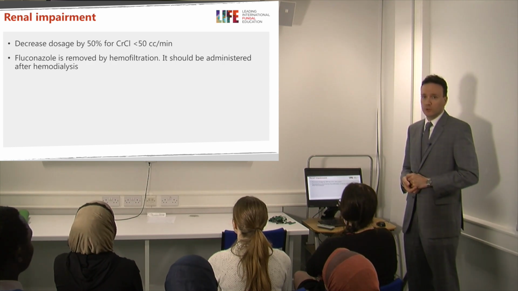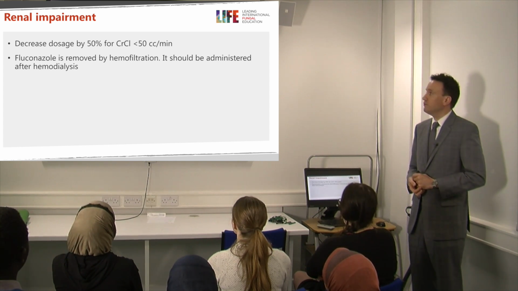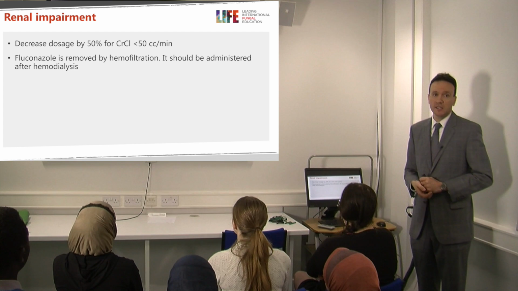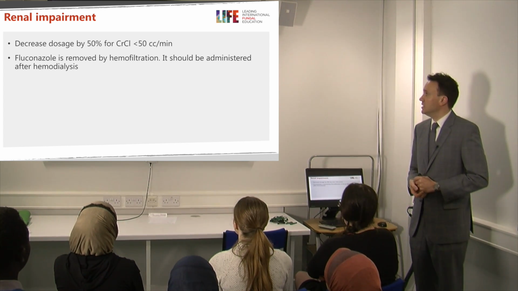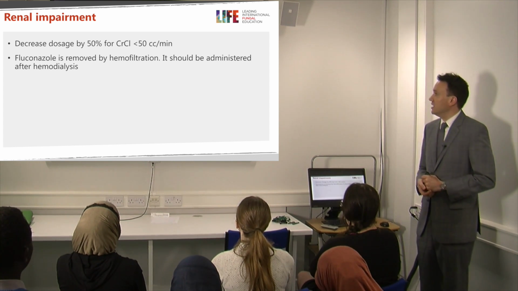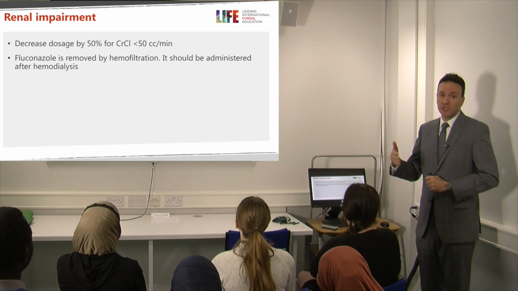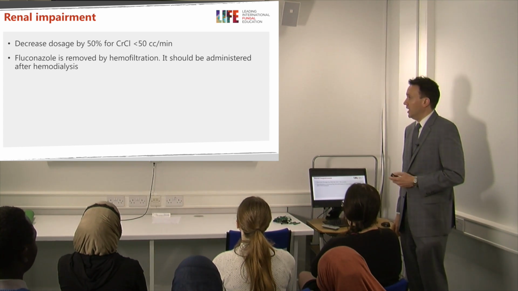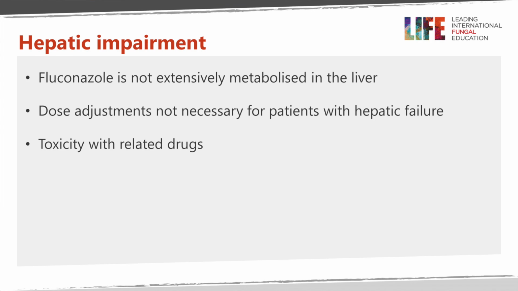So how do we adjust the dose in the setting of renal impairment? We have to reduce by 50% for a creatinine clearance of less than 50 cc's per minute. We know that fluconazole is removed by hemofiltration, and it should be administered after hemodialysis for patients who are receiving dialysis. As I showed earlier, fluconazole is not extensively metabolized in the liver, so for that matter, dose adjustments are not really necessary, but we'll need to keep an eye for hepatotoxicity, particularly if administered in combination with other drugs.